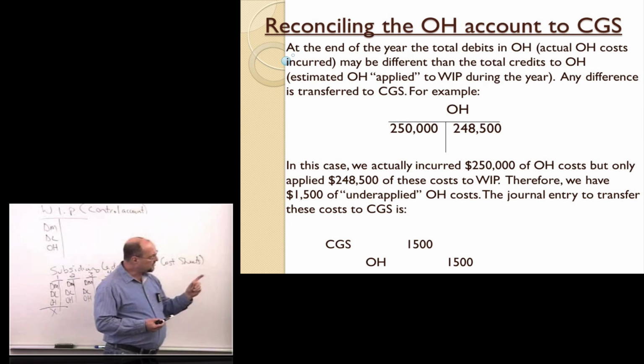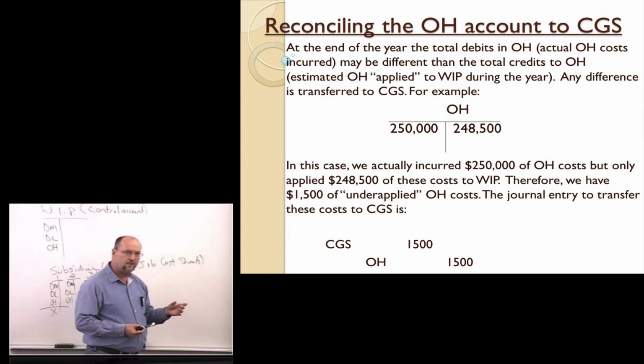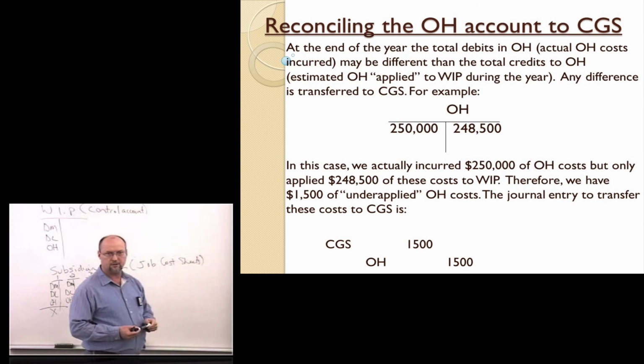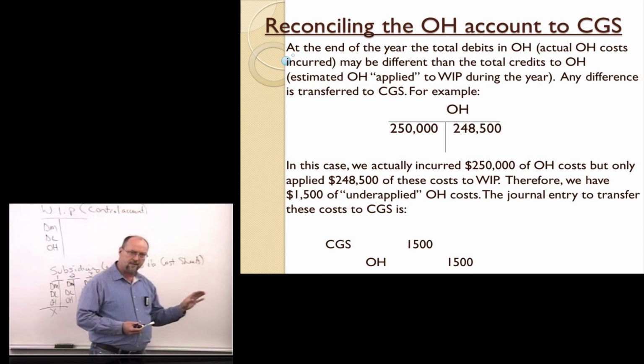And as long as that number is considered to be immaterial or insignificant, we simply charge it to cost of goods sold. Okay? And the journal entry is simply debit cost of goods sold, credit overhead. I want to talk about this just for a moment.